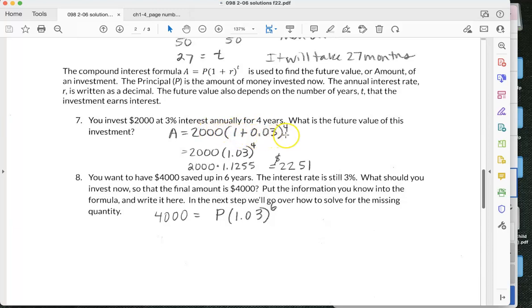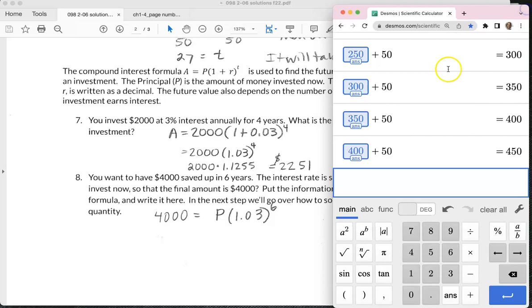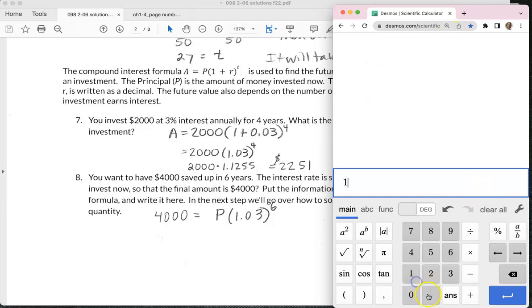Now I've got to evaluate this expression. So I can add 1 plus 0.03 and write 1.03. And if this is confusing, we are going to learn more about order of operations next week. So we add first, then we do 1.03 to the 4th power, and I'm going to show you 1.03 exponent 4th power is 1.1255, and I'll just stop there because there's a 0 after that.